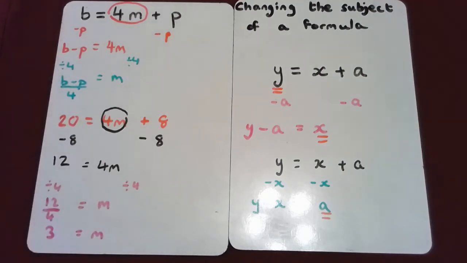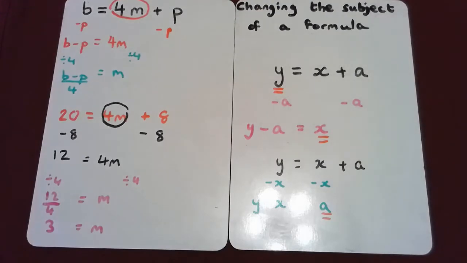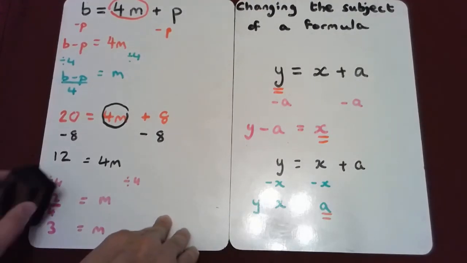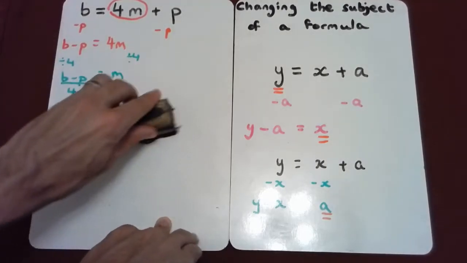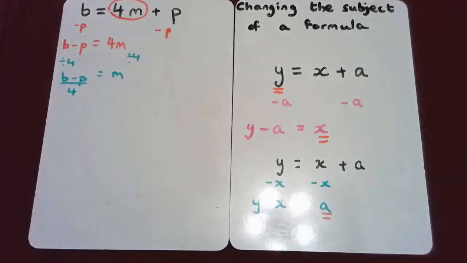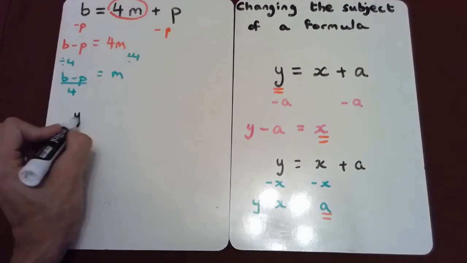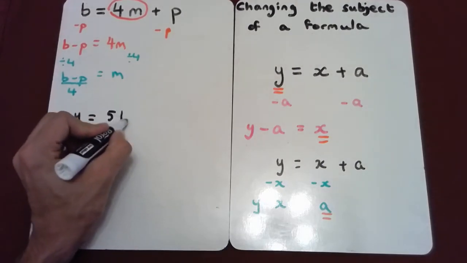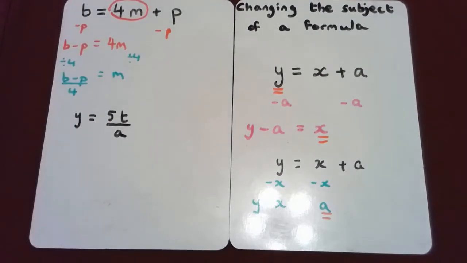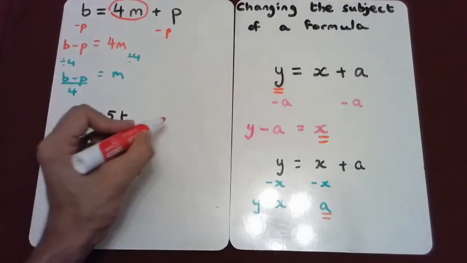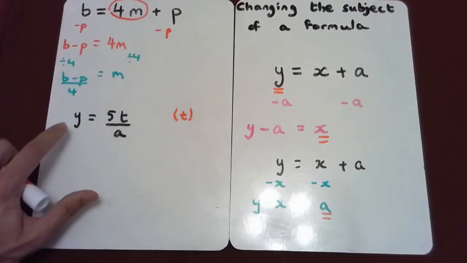And now we can see that m is on its own and has now become the subject of that formula. So if I just rub out what we have below and come to our next example, this is all going to be based on questions which we've seen previously when we are solving equations. So if we have the question where y is equal to 5t divided by a, and I want to make t the subject, right now we can see y is the subject.